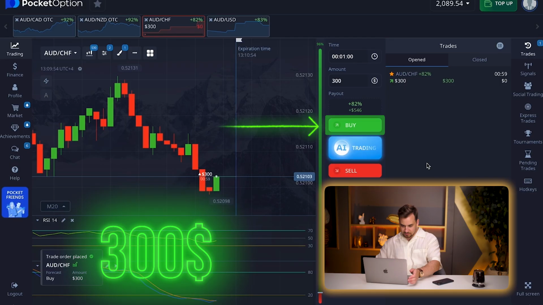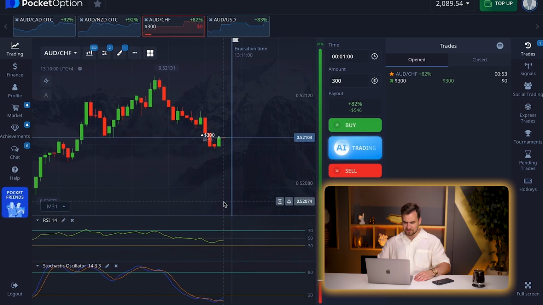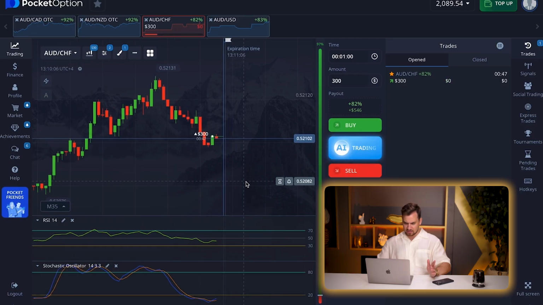Switching to this pair, Stochastic just came out of the oversold zone and crosses upward. RSI is moving towards the 50 level, possible bullish momentum starting, and I'm waiting to see what the next candle does, because that's very interesting.